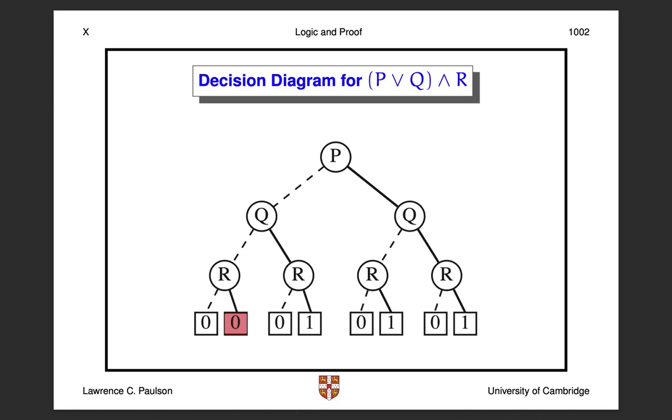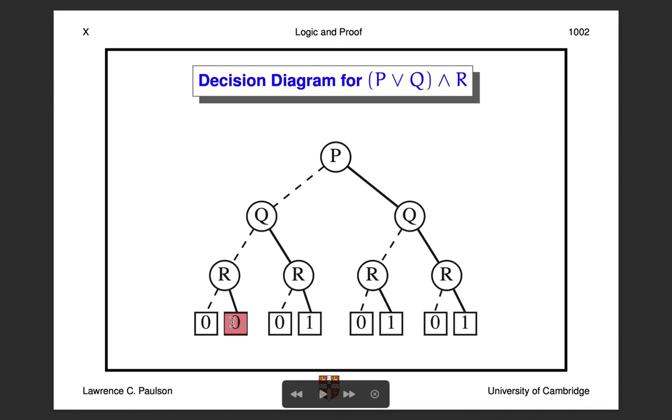If you just consider the truth tables, we get a binary tree looking like this. So this is a fully unreduced binary decision diagram, where the dotted line means if P is false, the solid line means if P is true, and likewise this dotted line means Q is false, and so on. So you can evaluate this formula for different combinations of the variables simply by following your way through this binary tree. I've highlighted this 0 here because it is a little different from the others.